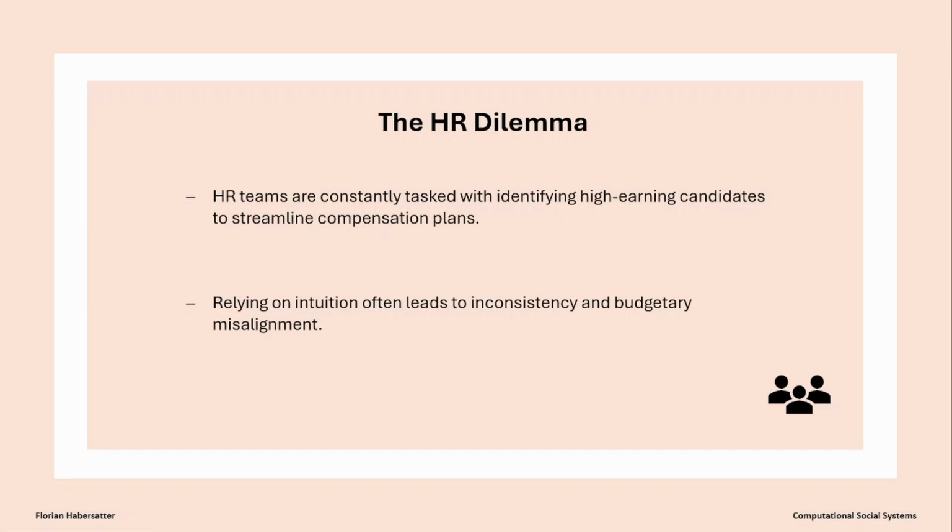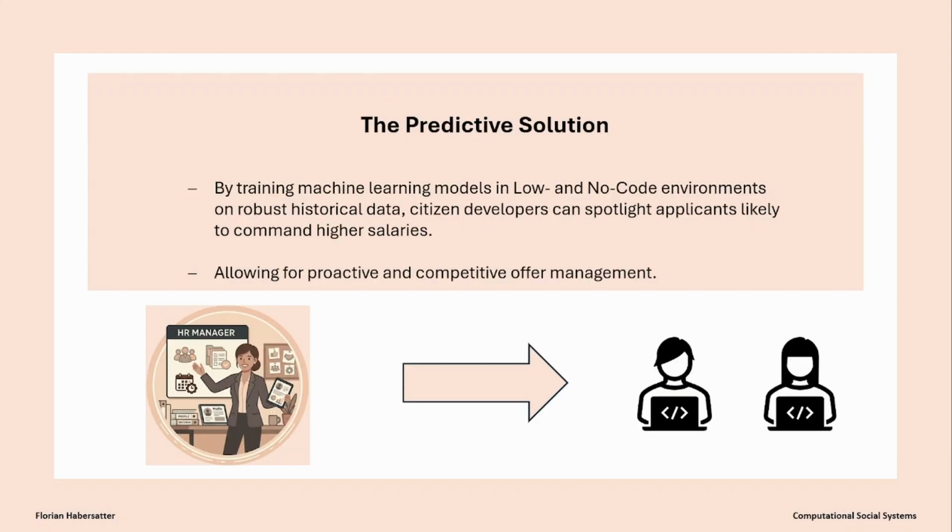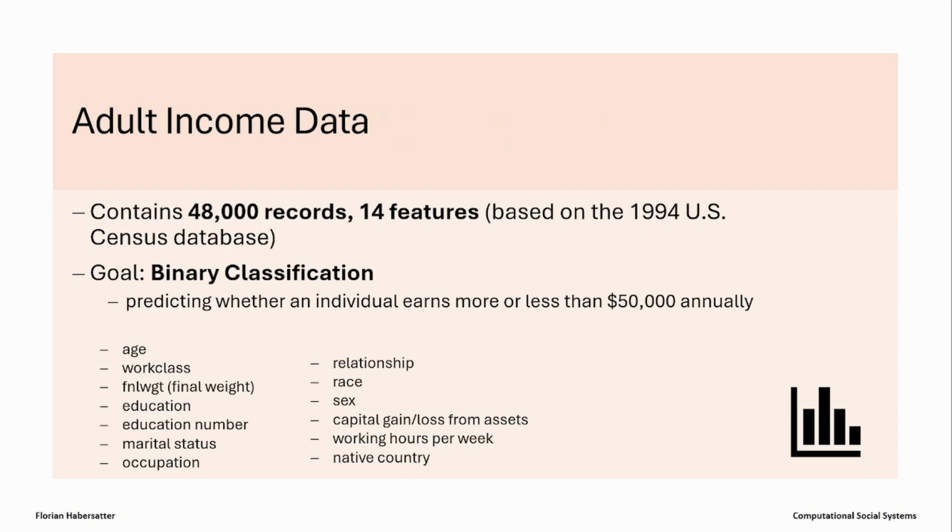Picture yourself on a human resource analytics team. Your objective is to optimize compensation planning by predicting which prospective hires are likely to expect premium salaries. Relying on intuition often leads to inconsistency and budgetary misalignment. The predictive solution for this could be training a machine learning model in a low and no-code environment on robust historical data, allowing for proactive and competitive offer management.